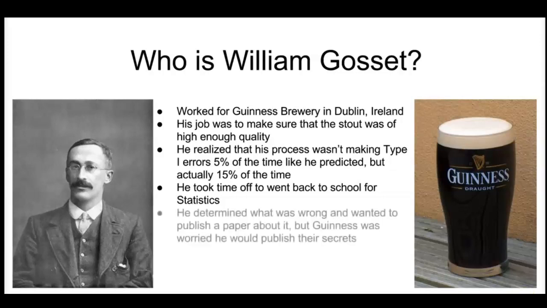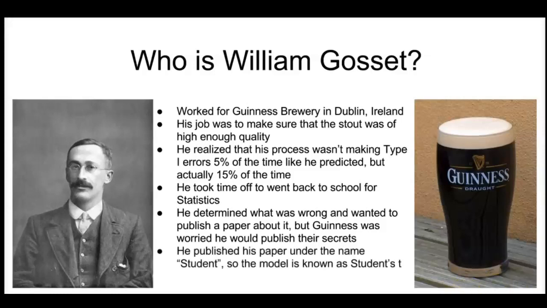So he took time off of work and went back to school to study statistics. He determined what was wrong, and he learned that for means, you have to use something called degrees of freedom. What's interesting is that he wanted to publish the paper, but Guinness didn't want him to because they were worried he would publish all their secrets on how they made their beer. So he had to publish the paper under the name Student. Now, when we talk about a mean model, it's called the student's T model, and it was never named after him.